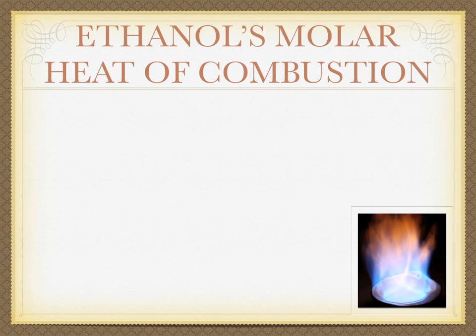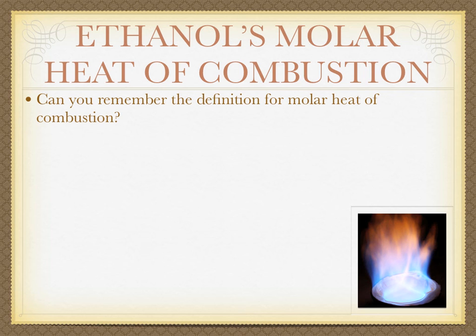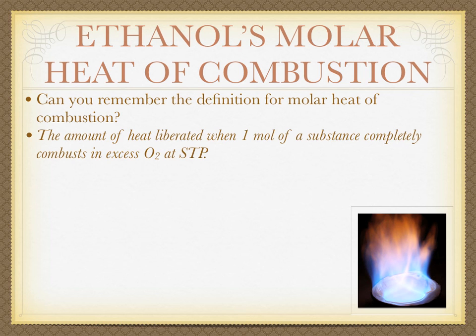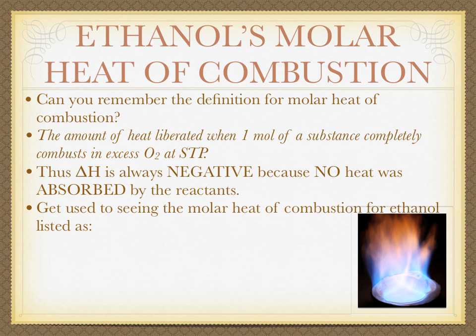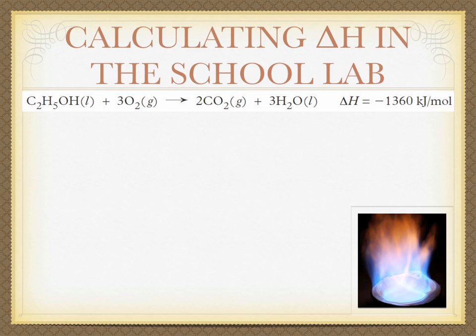The last thing is to look at ethanol's molar heat of combustion. Can you remember what that is? Well, it's the amount of heat liberated when 1 mole of a substance is completely combusted with enough oxygen at standard temperature and pressure. So delta H is negative because no heat was absorbed, it was actually released, so there's a negative sign for the heat. Delta H for all combustion is negative, exothermic. You need to get used to seeing the molar heat of combustion for ethanol listed like this. Ethanol, in the presence of oxygen, releases 2 moles of carbon dioxide, 3 moles of water, and delta H is negative 1360 kilojoules per mole.